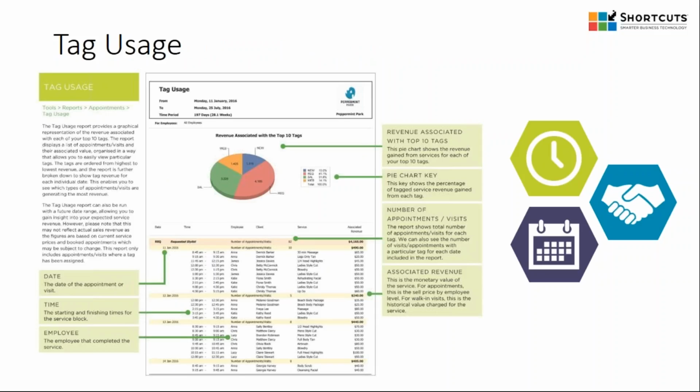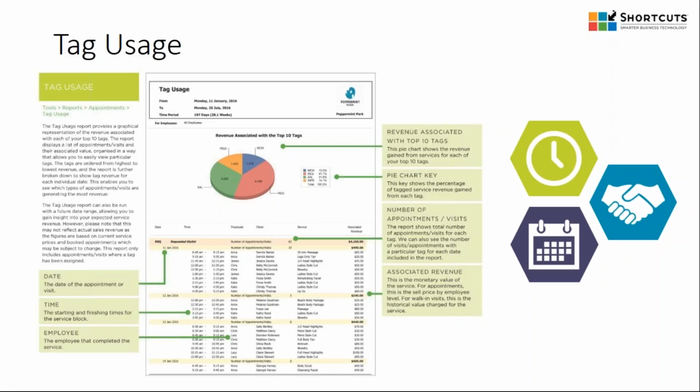The next report that we find very useful is our tag usage report. This provides a graphical representation of the revenue associated with each of your top 10 tags. The report displays a list of appointments and visits and their associated value, organized in a way that allows you to easily view particular tags. The tags are ordered from highest to lowest revenue, and the report is further broken down to show tag revenue for each individual date. This enables you to see which types of appointments and visits are generating the most revenue.